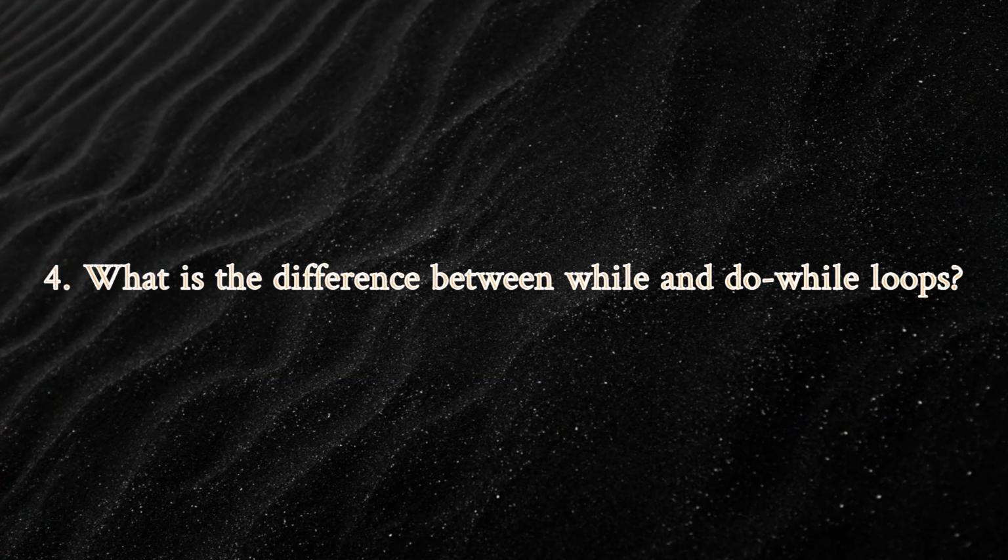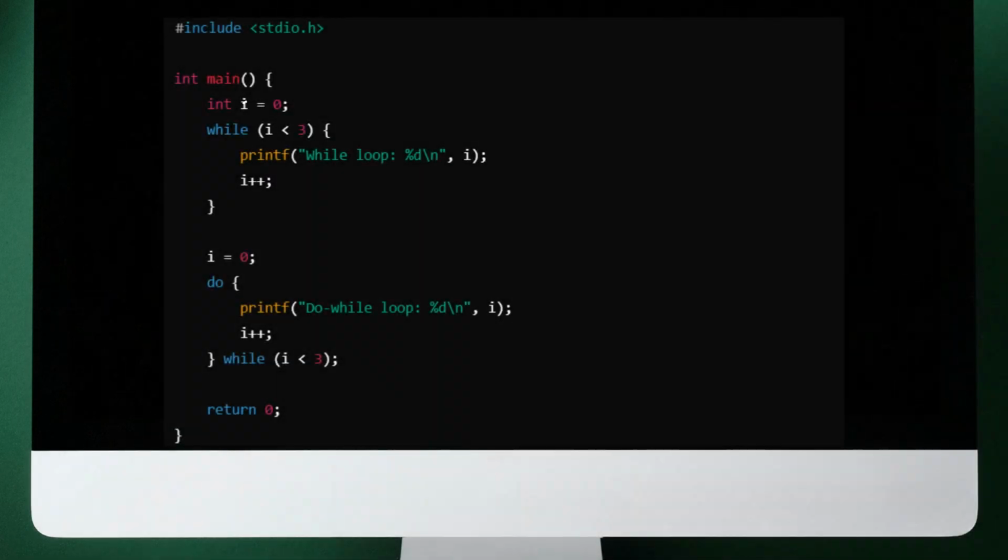4. What is the difference between while and do-while loops? A while loop checks the condition before executing the loop body. A do-while loop executes the loop body at least once, then checks the condition.